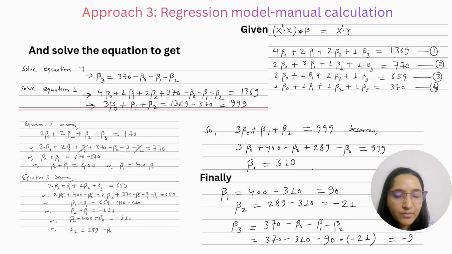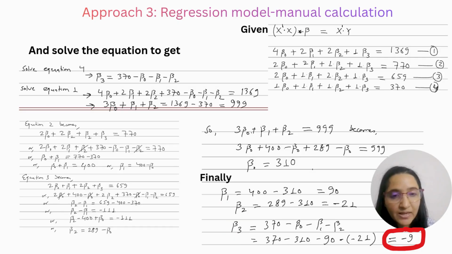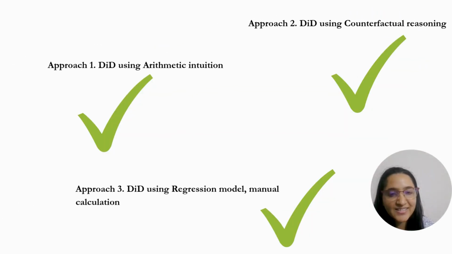So finally, what we calculate is beta naught is equal to 310, beta 1 is equal to 90, beta 2 is equal to minus 21, and beta 3, that is the estimate or coefficient of our interest, the causal effect, is minus 9. So this value is the same as the value that we obtained from the earlier two approaches. And excuse my handwriting, it's a bit messy. So that was a lot, but we did it. Clear, this third approach also.